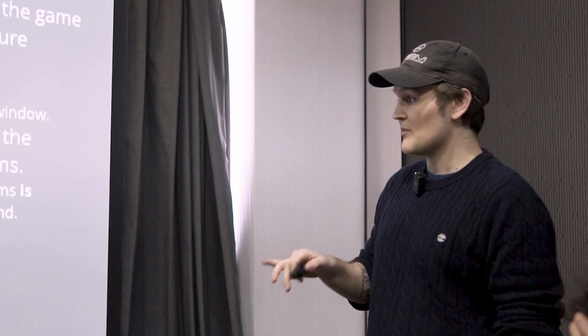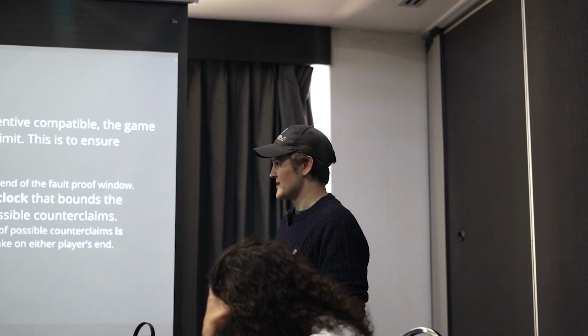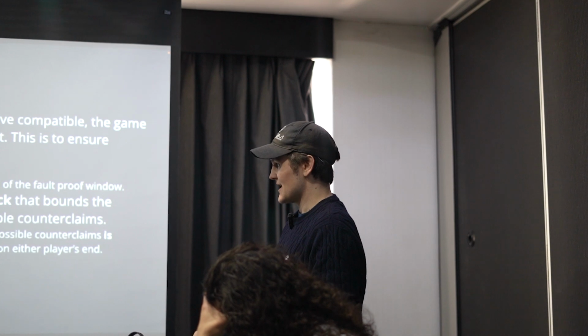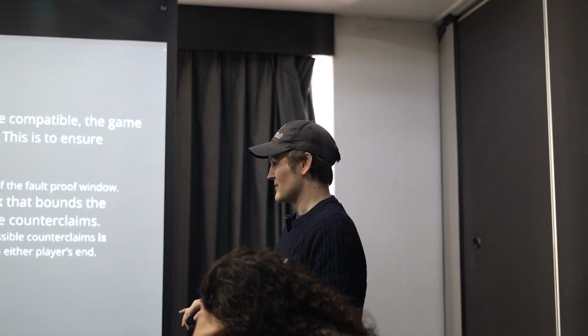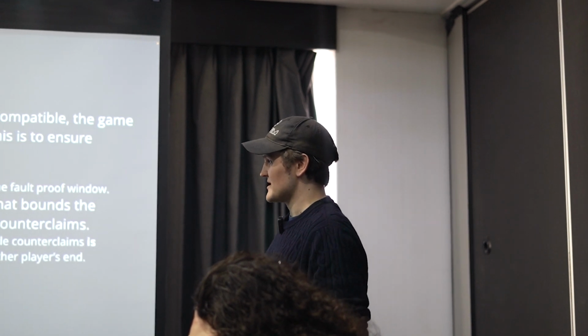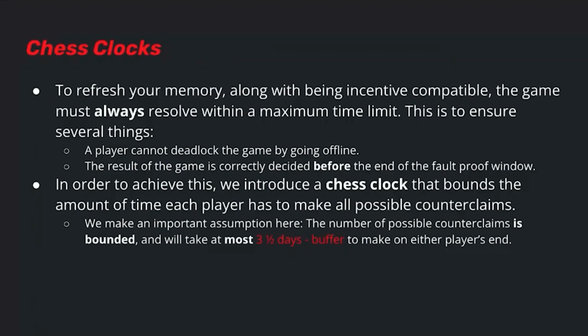So we make a really important assumption here. The number of possible counterclaims is bounded. You cannot have an infinite number of possible counterclaims, and it will take at most 3.5 days for all parties, minus a buffer, to make a move on either player's end, right? That buffer is basically added in because our current fault-proof window is seven days, so 3.5 days is just divided by 2.